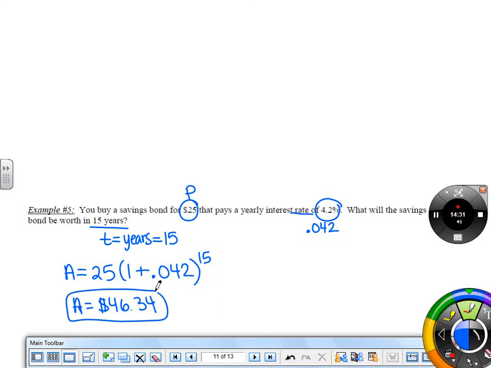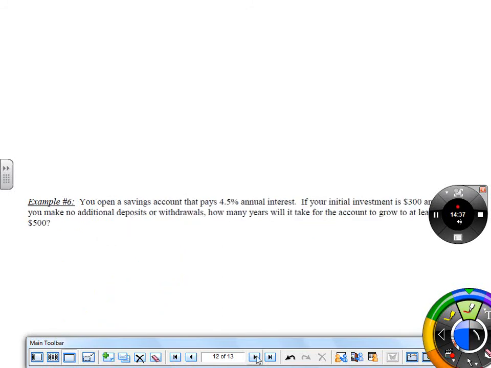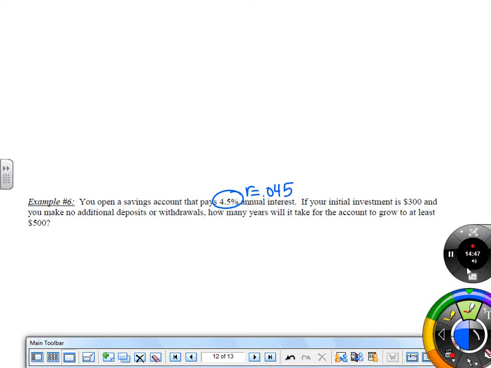It doesn't sound like a lot, but it just sat there for 15 years and it has a low percentage rate. All right, next one says you open a savings account that has a 4.5% annual interest rate. So we'll identify our rate. If your initial investment is $300, so that's our initial amount, or our P, or principal in our equation, you don't make any additional deposits or withdrawals, so you're just letting it sit there. How many years will it take for the account to grow to at least $500?